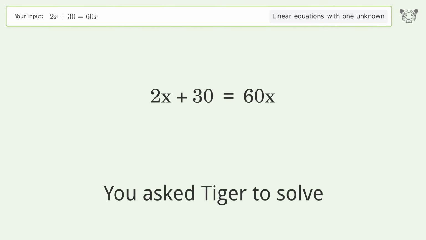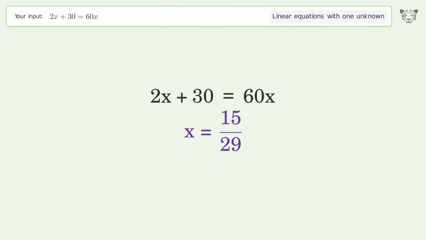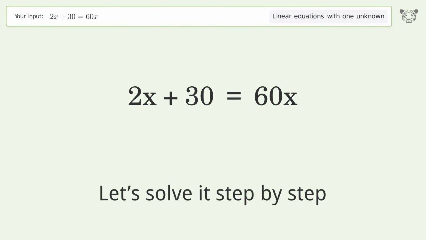You ask Tiger to solve this. This deals with linear equations with one unknown. The final result is x equals 15/29. Let's solve it step by step.